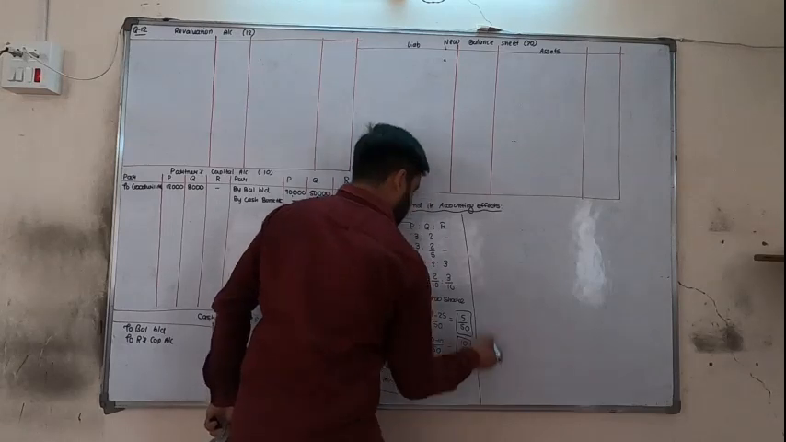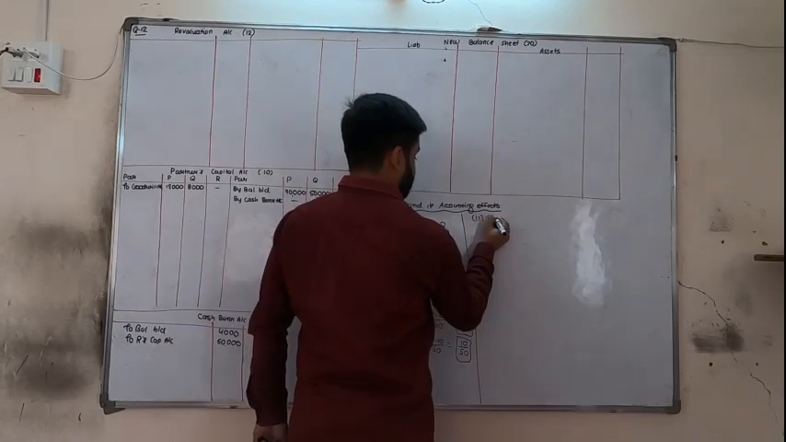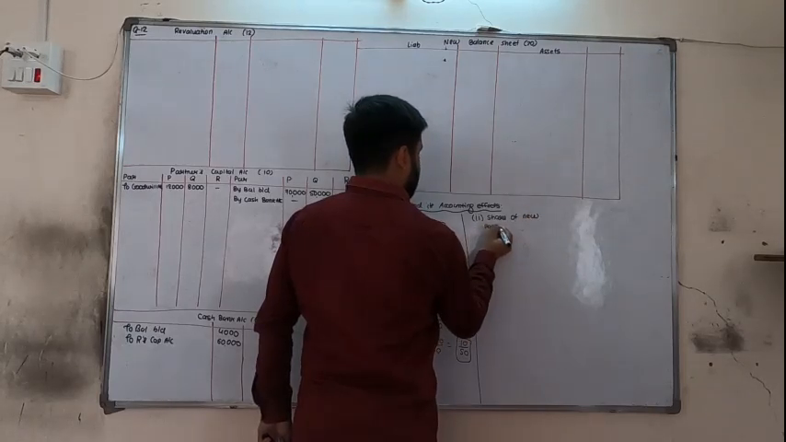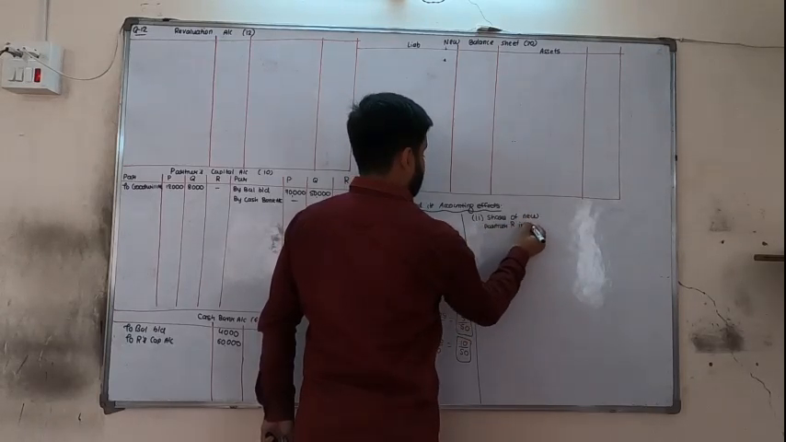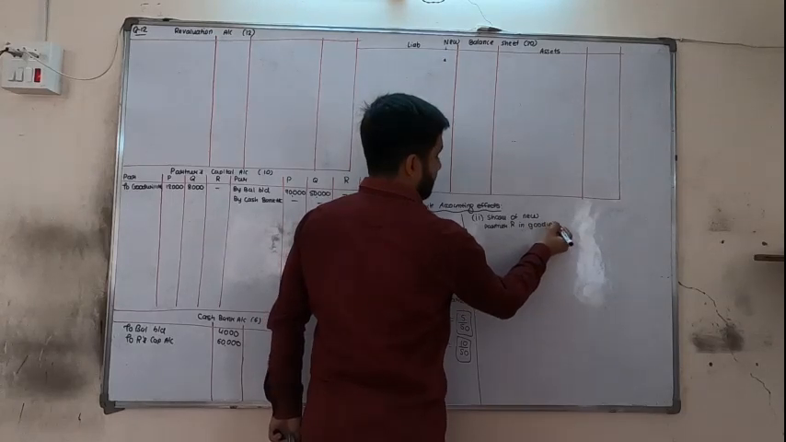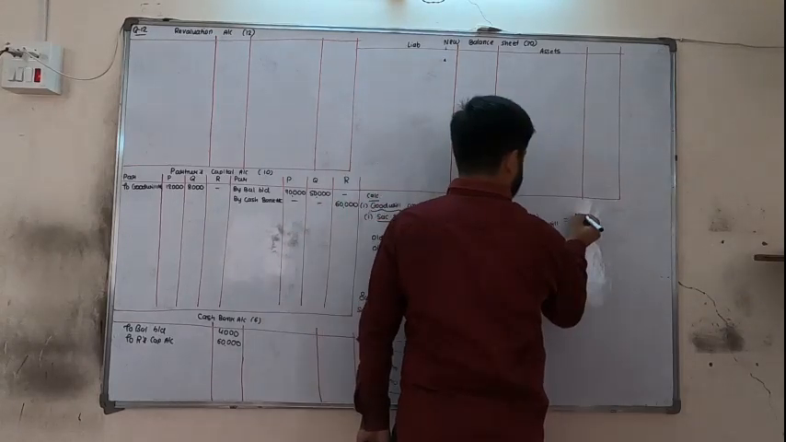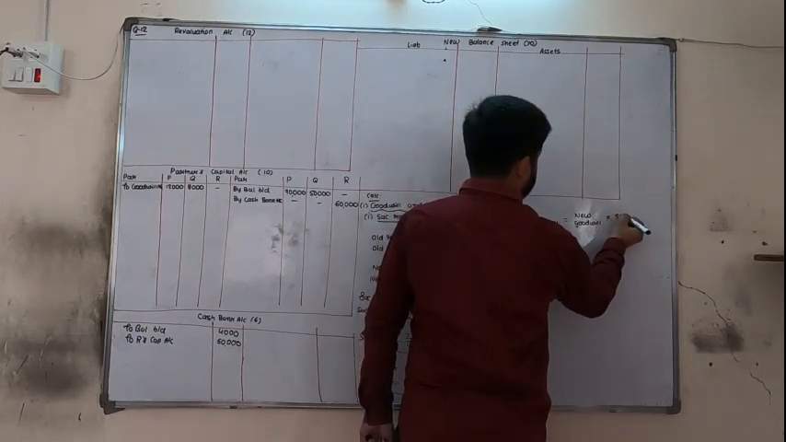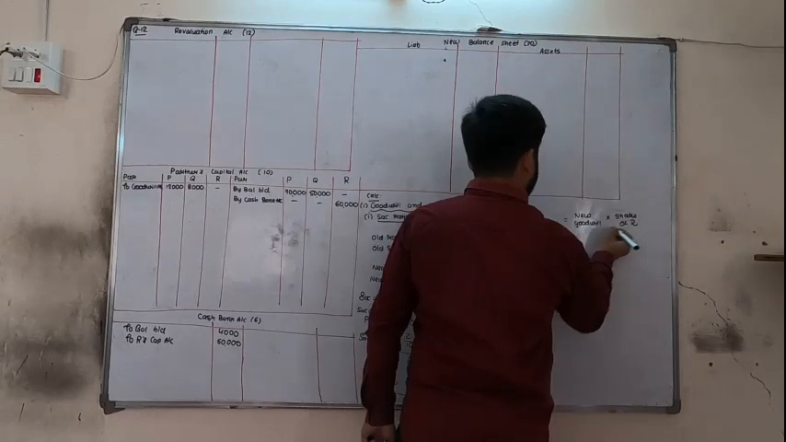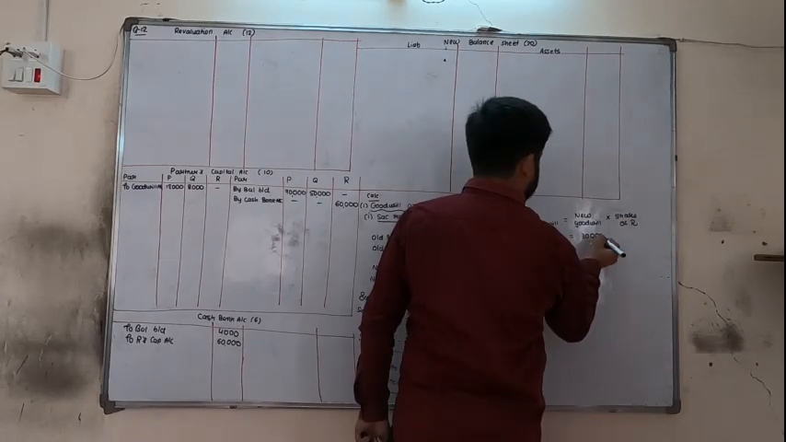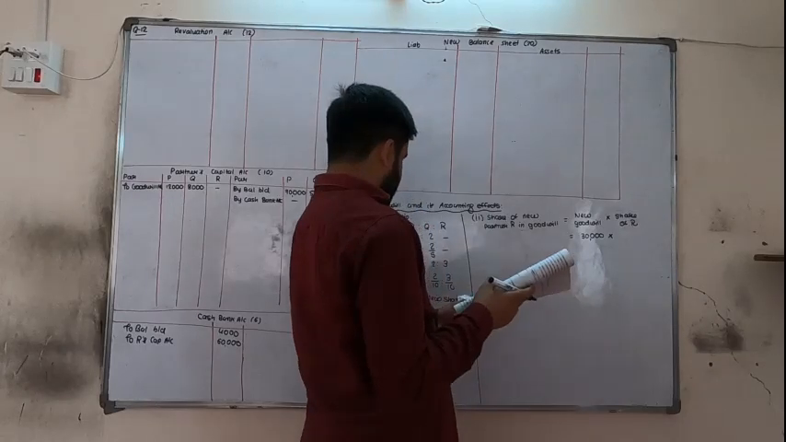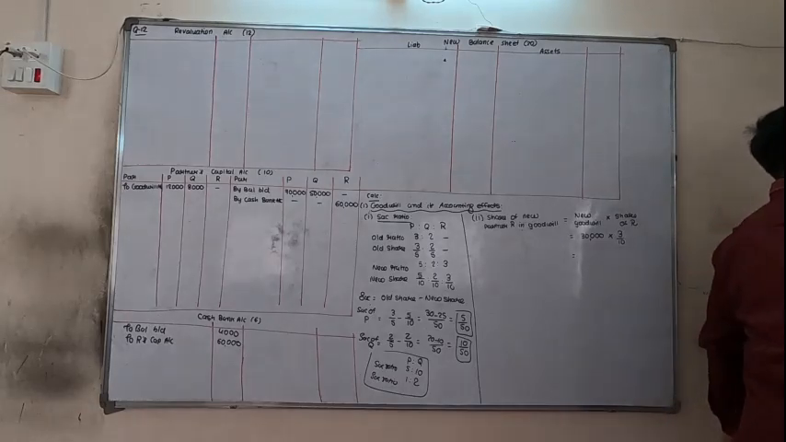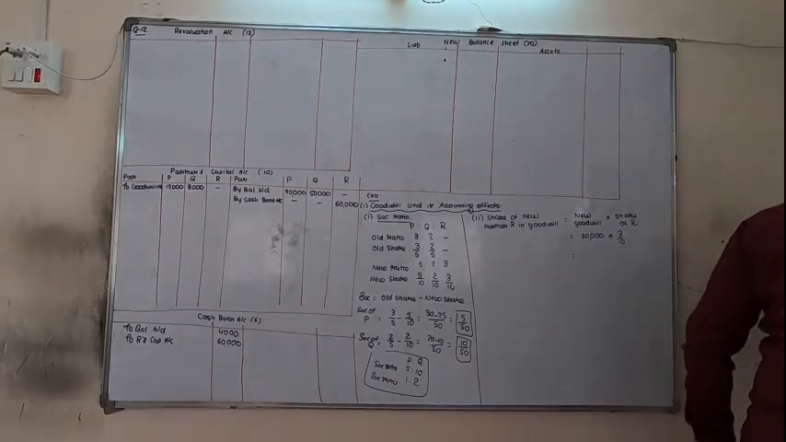Second, share of new partner R in goodwill is equal to new goodwill into share of R. New goodwill is 30,000. Share of R is 3 by 10. 30,000 into 3 by 10 is 9,000.